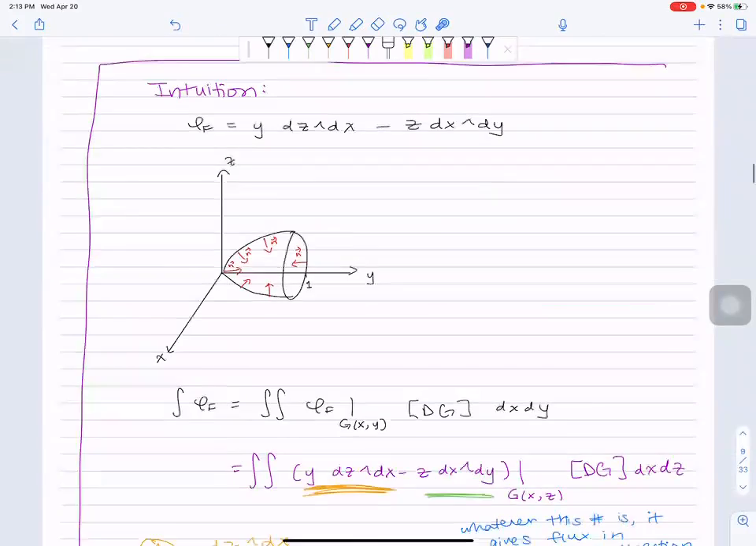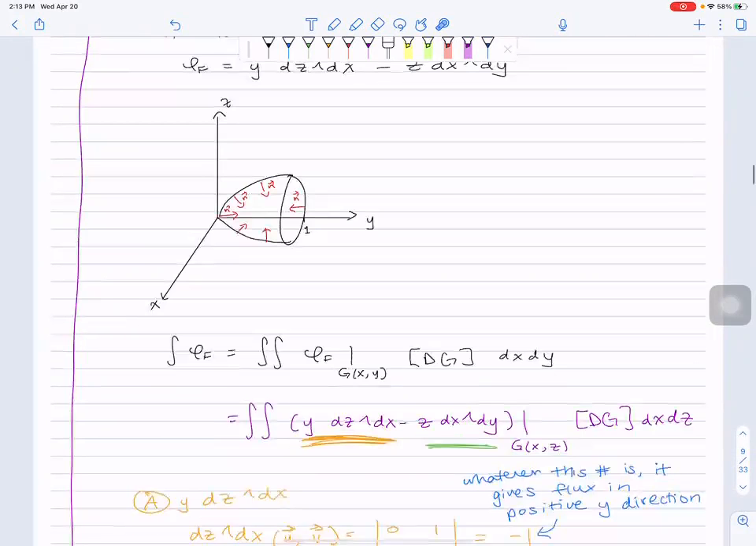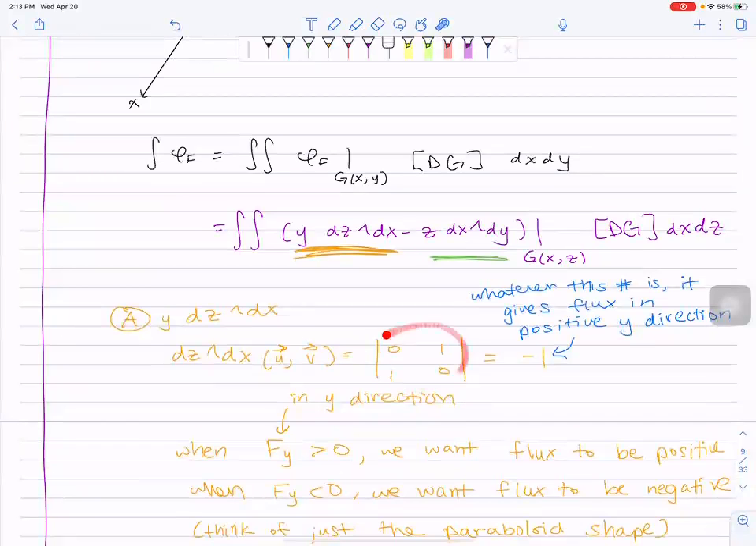So here's a little bit of intuition. When we have our two form, which is y dz wedge dx minus z dx wedge dy, in this two form, dz dx is telling you projected area in the zx plane. So if we compute that derivative, or determinant, sorry, the area is going to be -1 according to our dz dx. So I get -1.